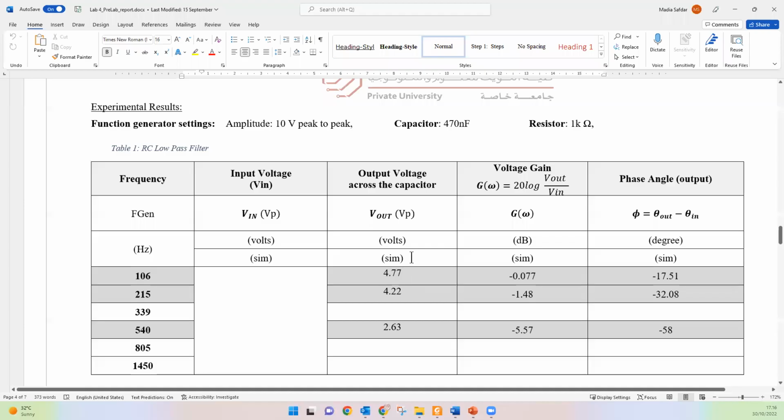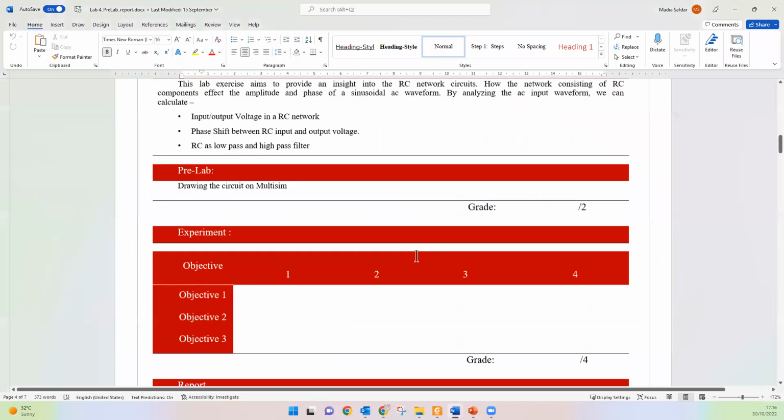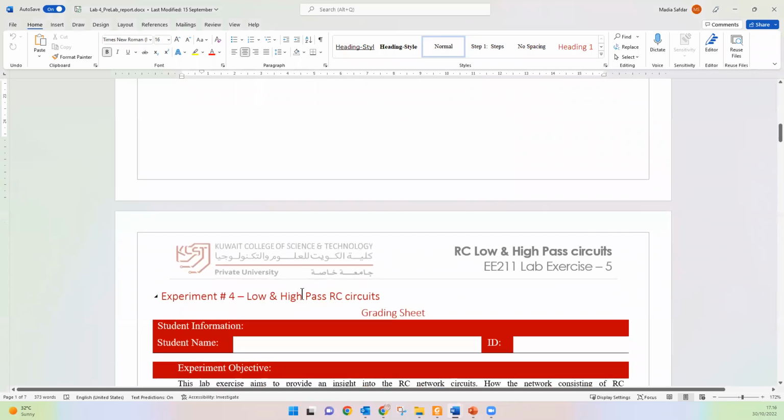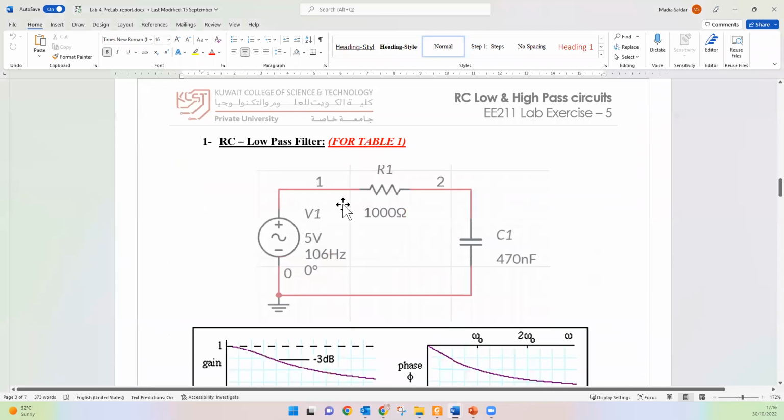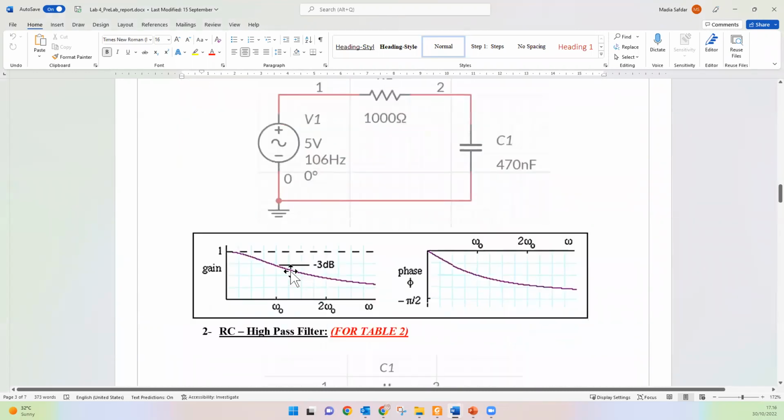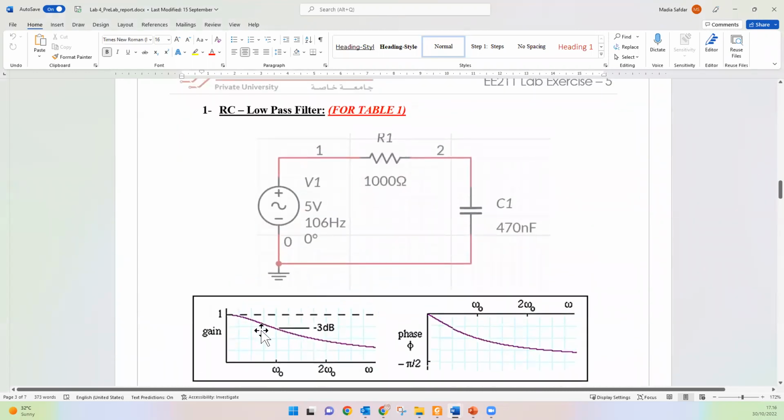Okay, so this is your pre-lab: low and high pass filter. Here we have made an RC low pass filter, and you know what a filter is. A low pass filter will allow the low frequencies to pass through it, and it will block high frequencies. So these are the passive components.